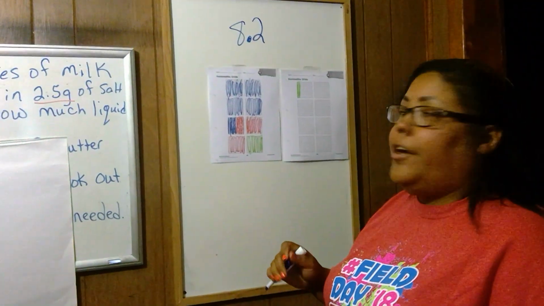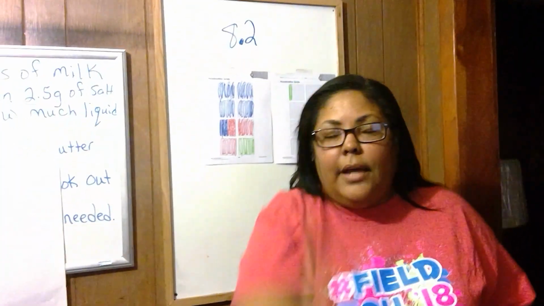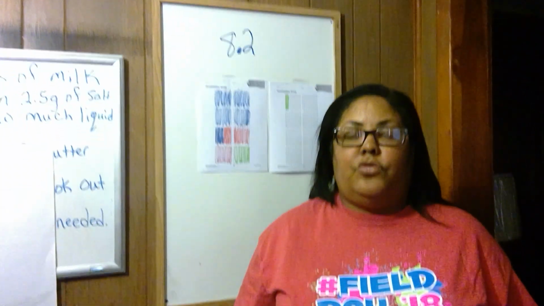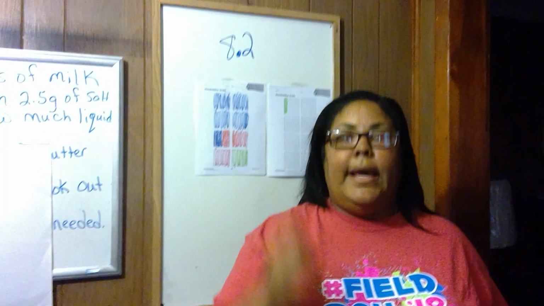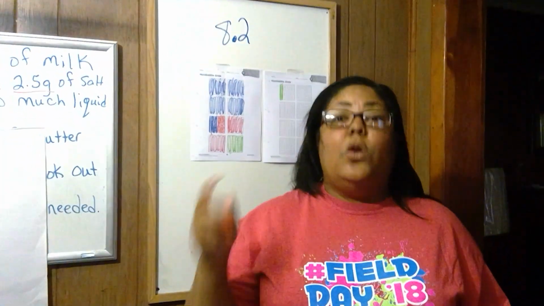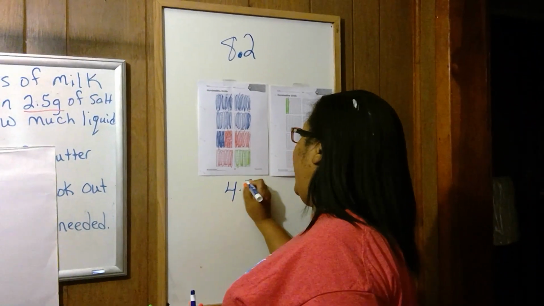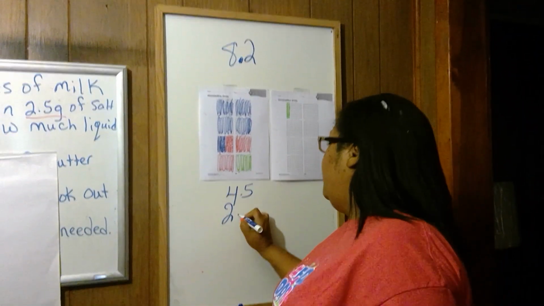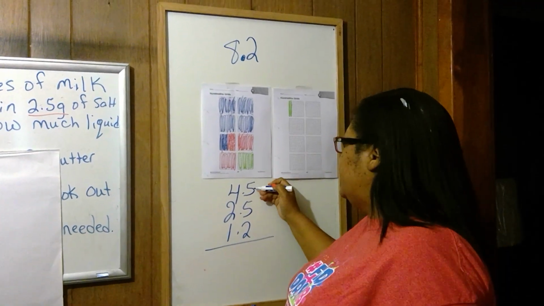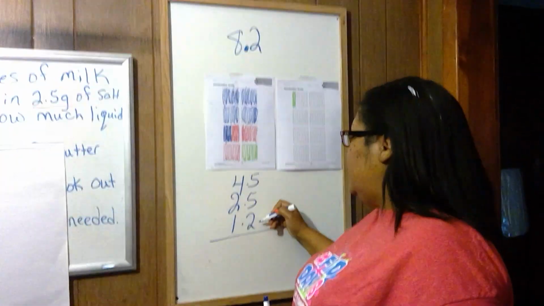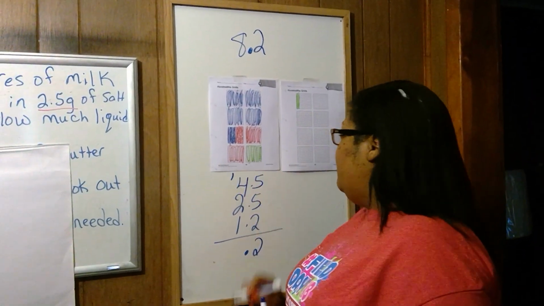Now let's do the traditional algorithm. Let's see if we're going to arrive at the same thing. Remember, I have taught you to line up the decimal when we add and subtract decimals because it's very important. If the decimal is not lined up, your sum or your difference will be incorrect. So let's see. 4.5, 2.5, 1.2. That's 5 plus 2 is 7. 5 plus 2 is 7. Put down my decimal.